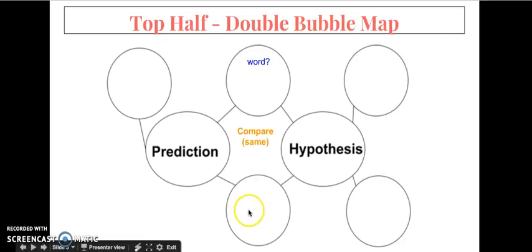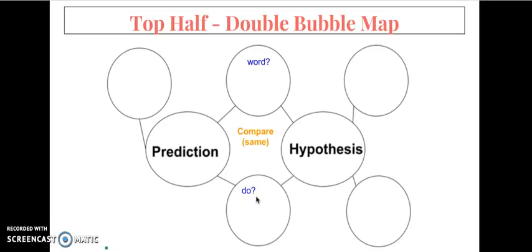Okay, students, the bottom circle. We want you to think of what does a prediction and a hypothesis do, okay? Now there's going to be something different, but there is something that's the same. They both do something that's the same. See if you can figure that out and write that in the circle. Press pause, and when you're ready, press play again.